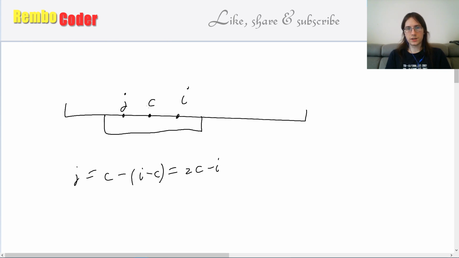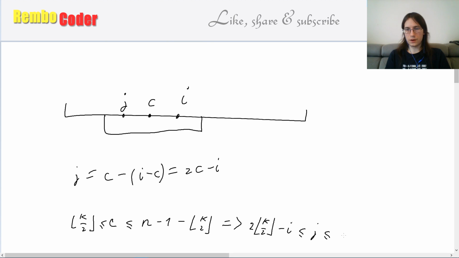Let's see which values c can take. c must be at least k over 2 rounded down if we have zero indexation in our array, and no more than n minus 1 minus k over 2 rounded down. Let's multiply all of the sides of this inequality by 2 and subtract i from each part. We'll get 2 times k over 2 rounded down minus i is less or equal than j, because 2c minus i is j, less or equal than 2n minus 2 minus 2 times k over 2 rounded down minus i. So on one hand, j must occupy this range.